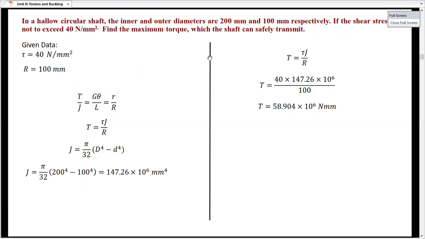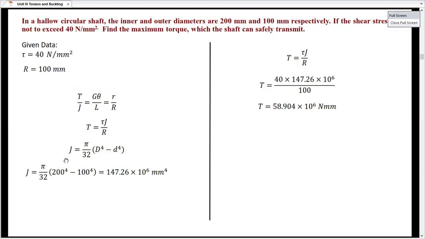Again, we'll take an example. Suppose in a hollow circular shaft, the outer and inner diameters are 200 and 100 mm respectively. The shear stress should not exceed 40 Newton per mm square, and we want the maximum torque which the shaft can safely transmit. Okay, so we have T by J is equal to G theta upon L is equal to tau by R equation, where torque is equal to tau J upon R. Tau is shear stress, J is polar moment of inertia, R is radius.